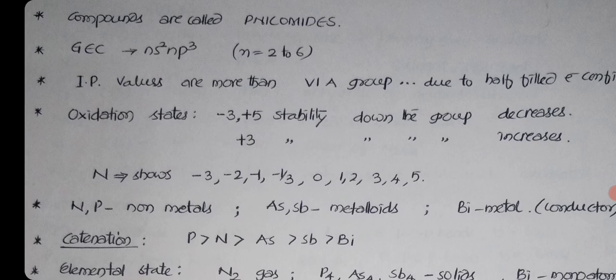Nitrogen can show -3 in ammonia, -2 in N2H4, -1 in NH2OH, -1/3 in hydrazoic acid, 0 in nitrogen, +1 in N2O, +2 in NO, +3 in HNO2, +4 in NO2, +5 in HNO3. So nitrogen can show this many varieties of oxidation states.